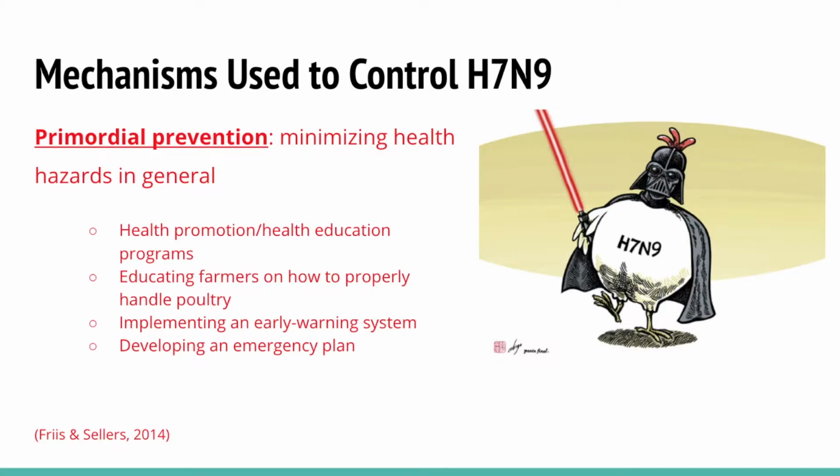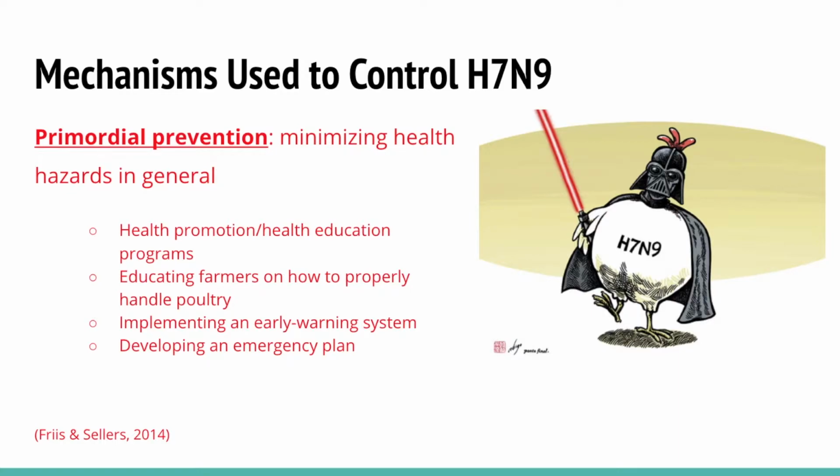The first one is premortal prevention, which minimizes health hazards in general. Examples of premortal prevention would be the following: health promotions and health education programs. Some of this would involve educating farmers on how to properly handle poultry.